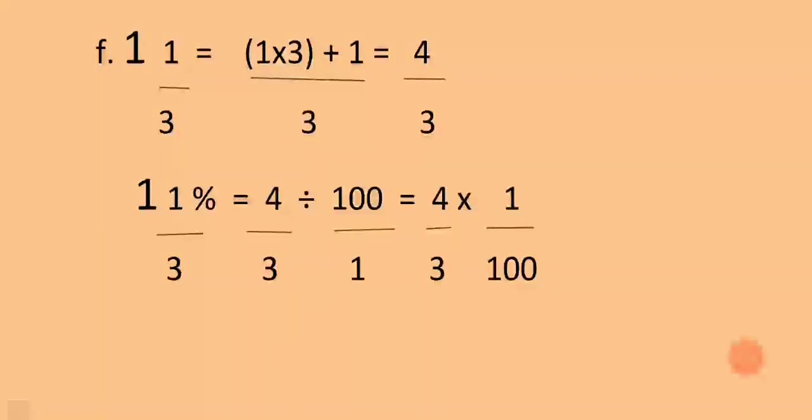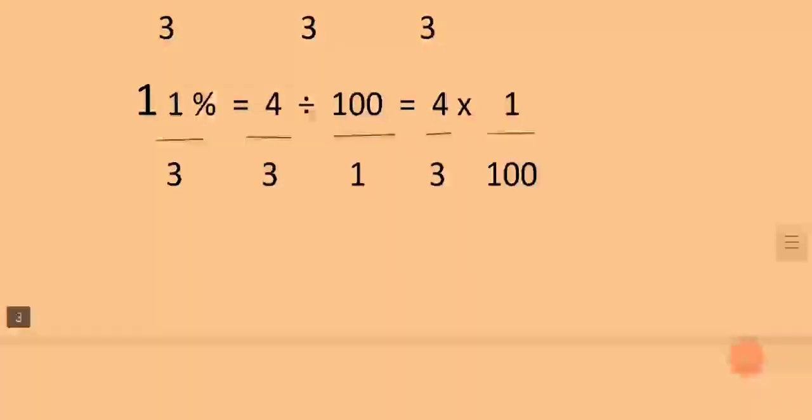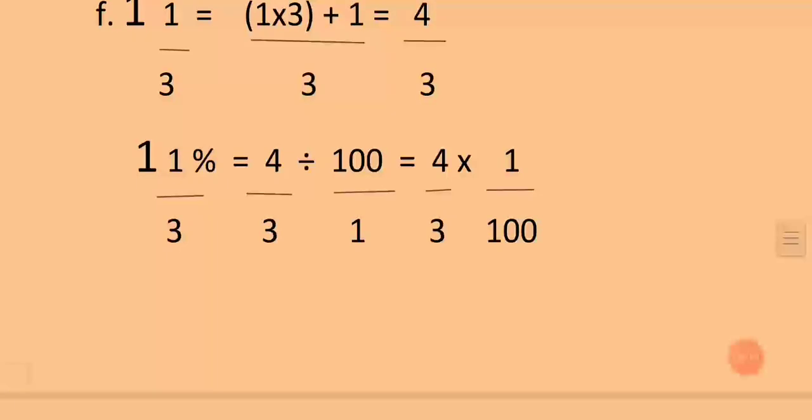Number 1F. We have one whole number 1 over 3. We have to take that one whole number 1 over 3 first to improper fraction, which gives us 4 over 3. Then 1 whole number 1 over 3% now means 4 over 3%, which means 4 over 3 divided by 100.